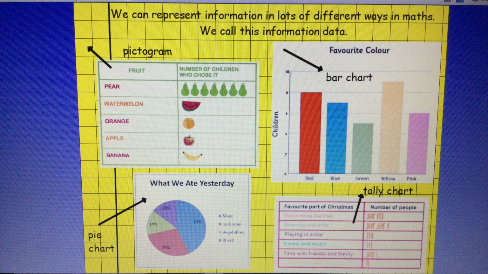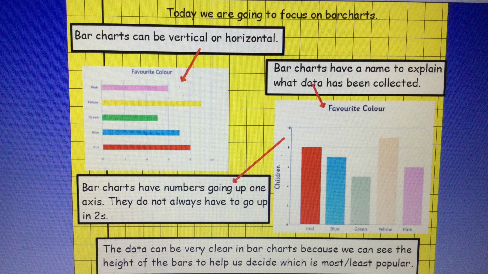There are lots of different ways in which data can be collected and represented, and so far this week we have focused on tally charts and pictograms. Today we are going to focus on bar charts. Bar charts can be vertical or horizontal.